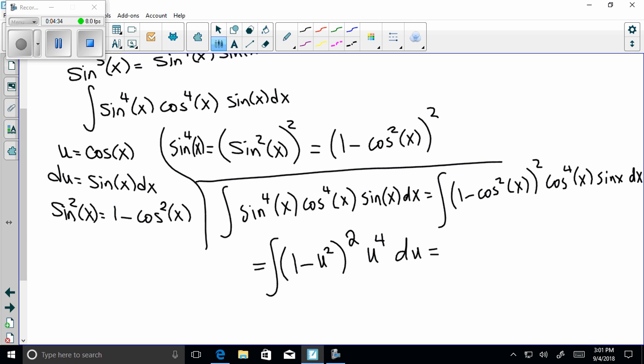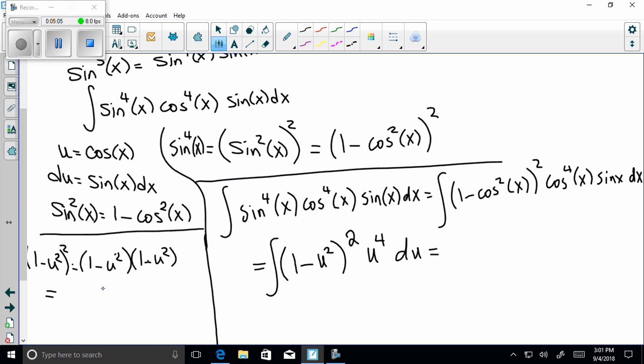Now, I need to square this first, right? Because remember the order of operations. Parentheses, then exponents, right? Multiplication, division, addition, subtraction. So I need to square that first. So let me square it. I'm going to put it on the side here. 1 minus u squared squared means 1 minus u squared times 1 minus u squared.